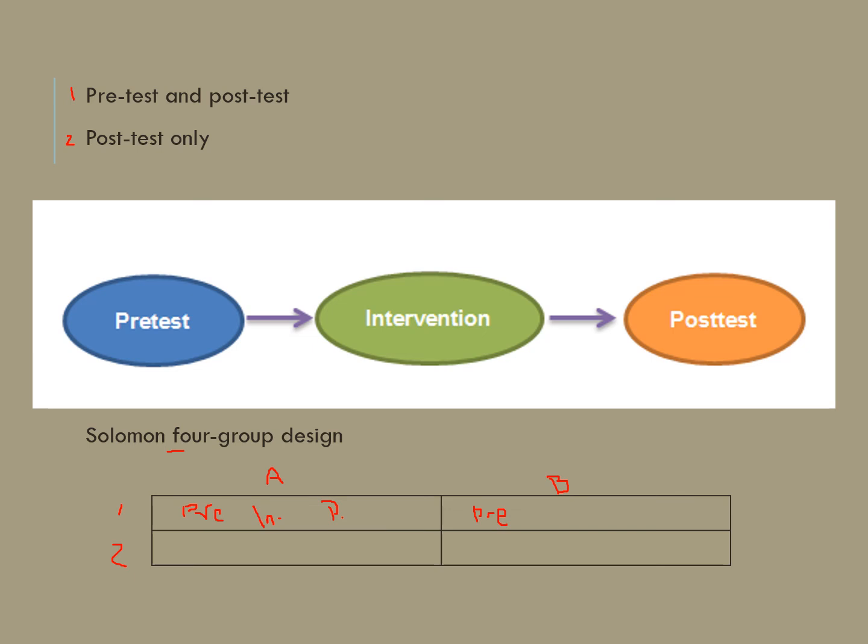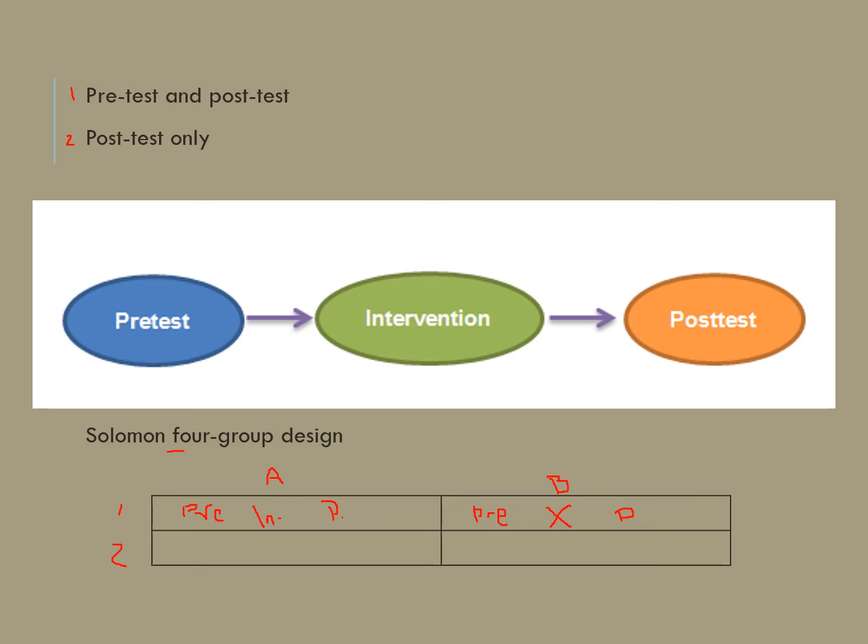Man, writing with a cursor is tough. They do not get an intervention, and then they get a post-test, okay? And what this group is going to tell us is, did people learn from the pretest? Did they cue into whatever this was? And so then when they took it again, they learned from the test and not the intervention.